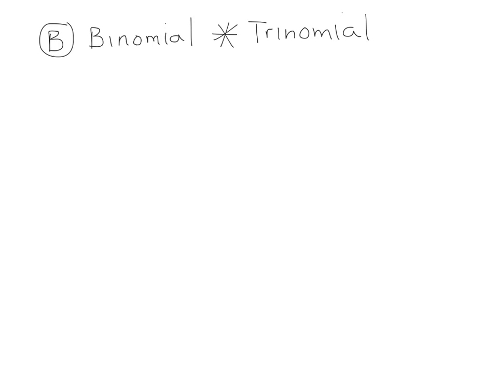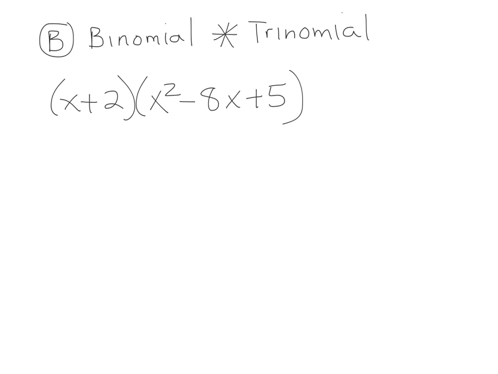Once in a while, you're going to have to take a binomial times a trinomial. And it's basically the same principle. So let's go with x plus 2 times the quantity x squared minus 8x plus 5. FOIL doesn't really work with this one, the FOIL trick, but double distribute does. So let's distribute the x.